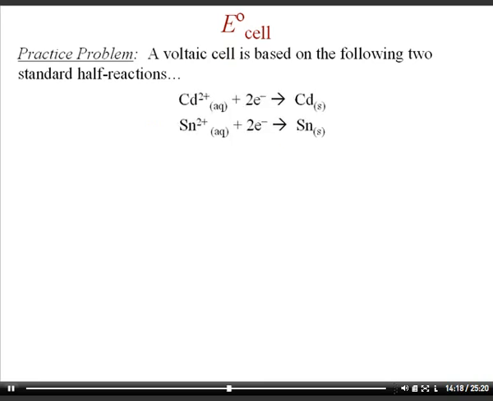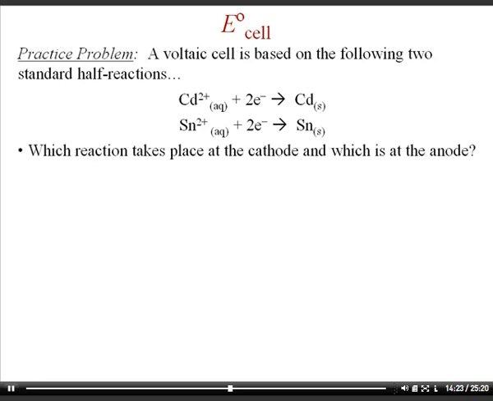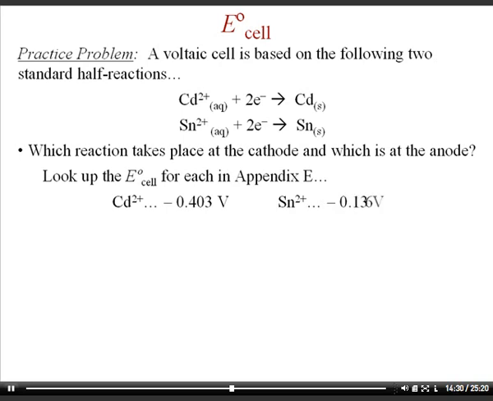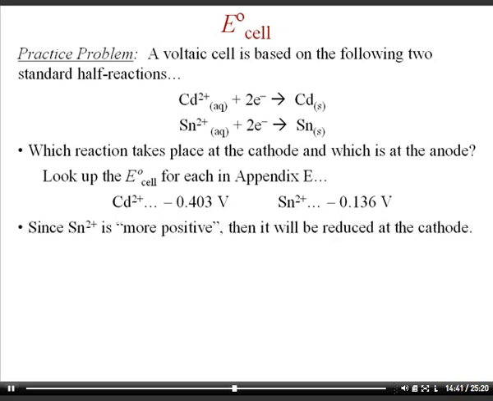Here's cadmium ions turning into cadmium solid, here's tin ions turning into tin solid, and we need to figure out which reaction is going to take place at the cathode and which is at the anode. If you look up the E0 values in the back of your book, you can see that the reduction potential for the cadmium is negative 0.403, and the tin ions is negative 0.136 volts. So the one that's more positive will be reduced, that's the tin ions, and the one that's more negative or less positive is the one that's going to be oxidized.